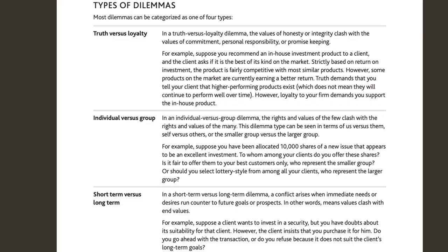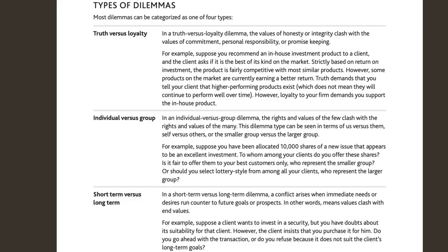This dilemma type can be seen in terms of us versus them, self versus others, or the smaller group versus the larger group. For example, suppose you've been allocated 10,000 shares of a new issue that appears to be an excellent investment. To whom among your clients do you offer these shares? Is it fair to offer them to your best customers only, who represent the smaller group, or should you select lottery style from among all your clients, who represent the larger group?